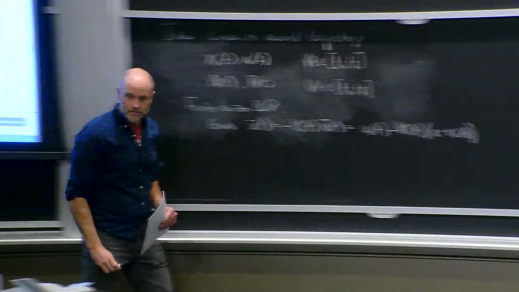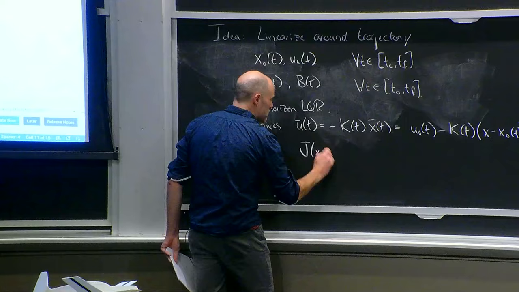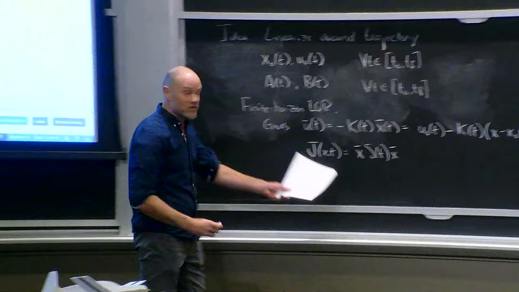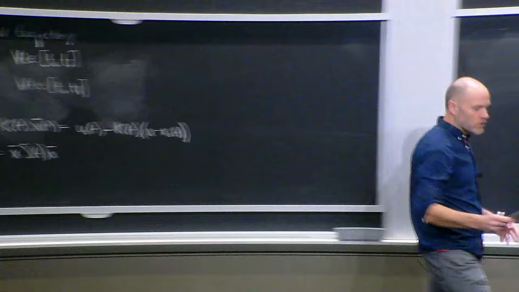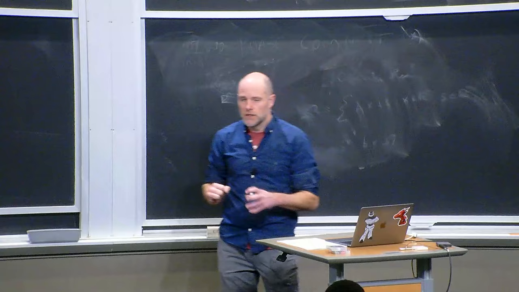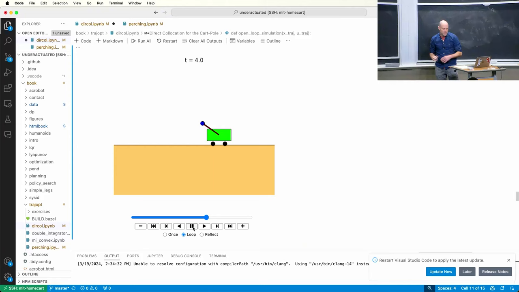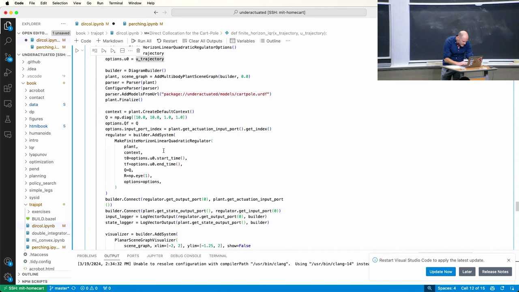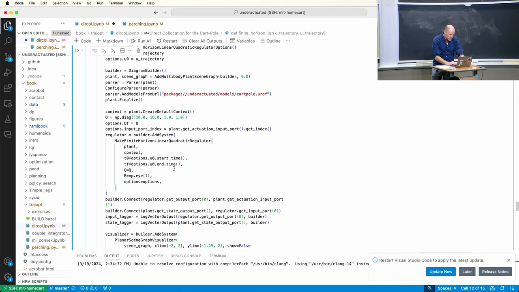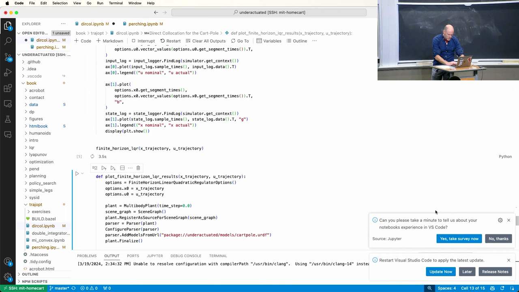It also gave us a cost-to-go function that was a time-varying cost-to-go function. That solution comes out of a Riccati equation. Again, instead of the algebraic Riccati equation, we solve the Riccati differential equation over time, but the math is almost exactly the same. So you can just call the finite horizon linear quadratic regulator constructor, give it the times, and it'll do the linearization for you and make the controller.